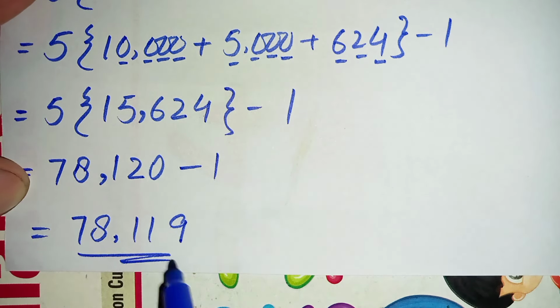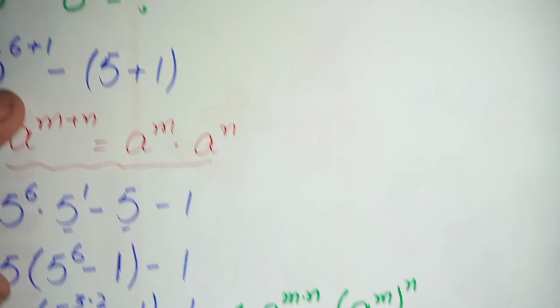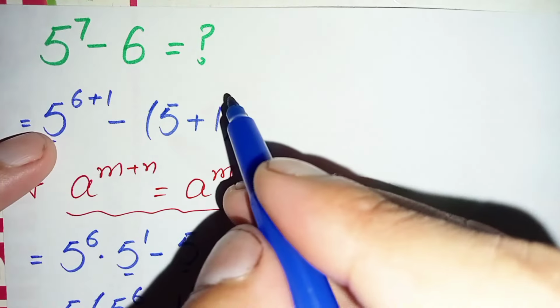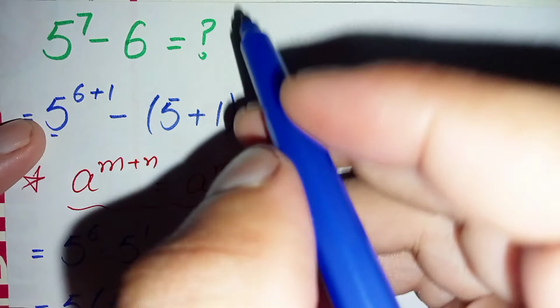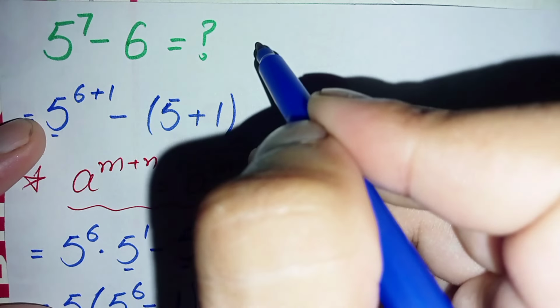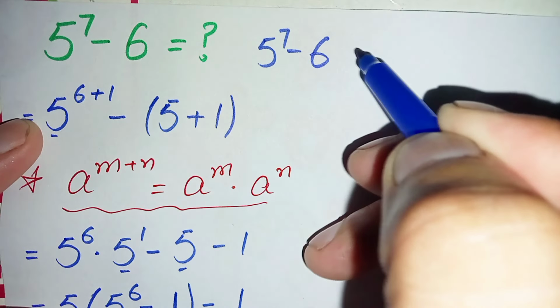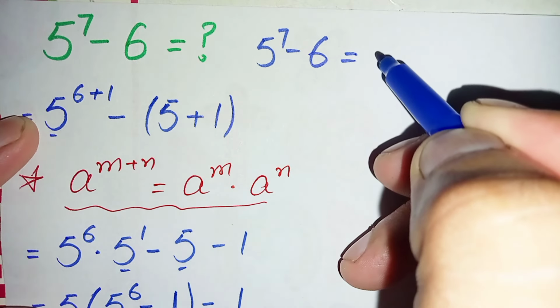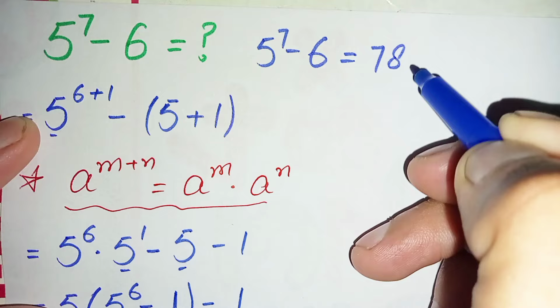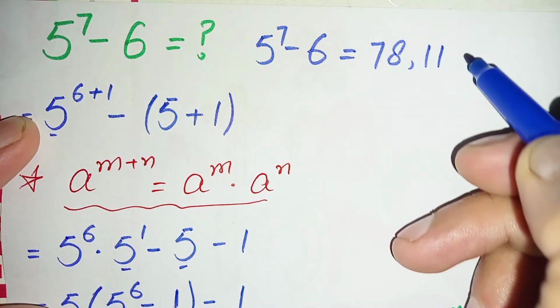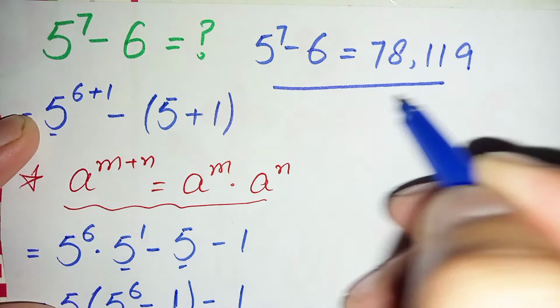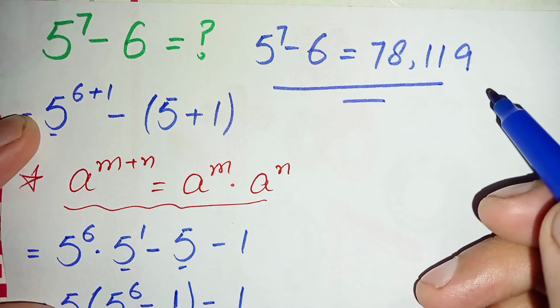So finally the subtraction of these two numbers gives 78,119. So this is our final answer and the value of 5 raised to power 7 minus 6. So finally 5 raised to power 7 minus 6 is equal to 78,119. So this is our required value and required answer.